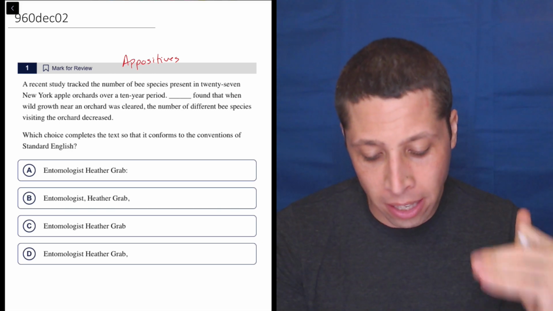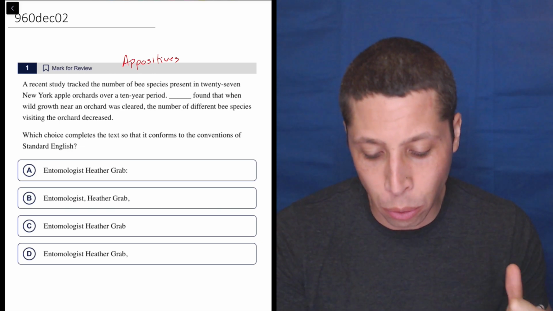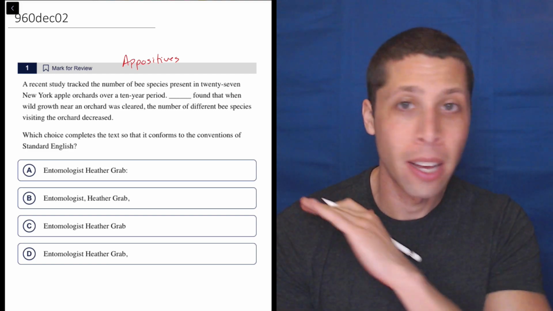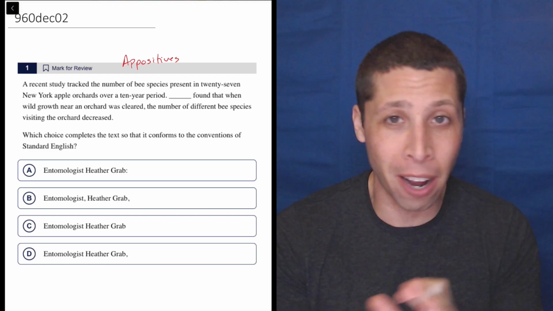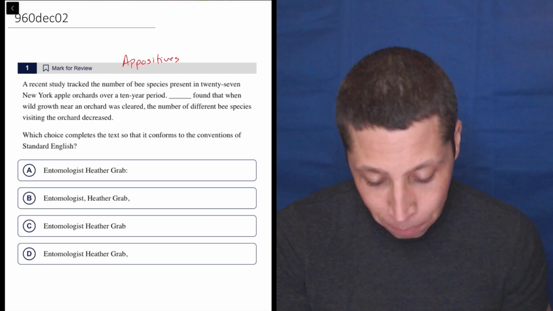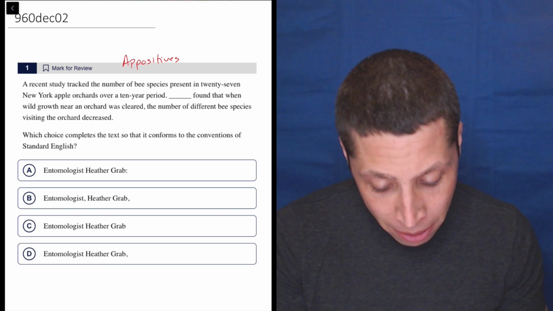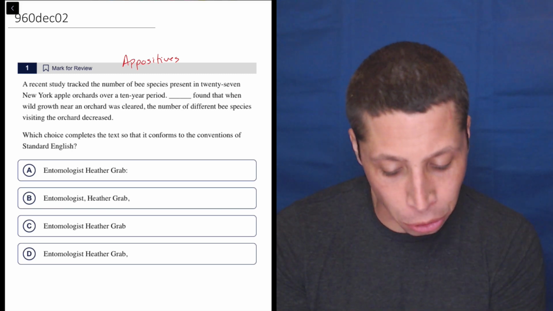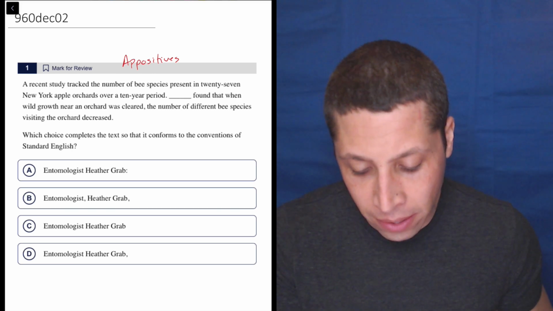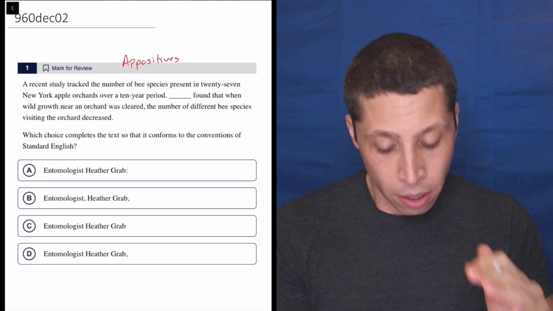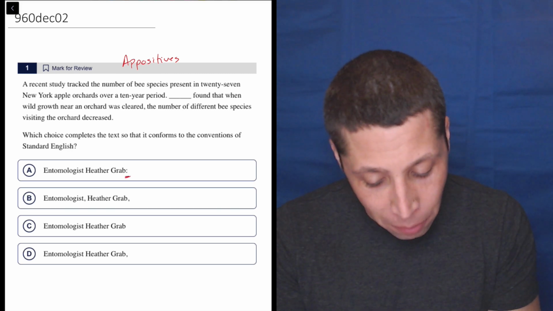A recent study tracked the number of bee species present in 27 New York apple orchards over a 10-year period. That sentence doesn't matter for the punctuation because that sentence is over. So let's keep going. Entomologist Heather Grab found that when wild growth near an orchard was cleared, the number of different bee species visiting the orchard decreased. There's some weird stuff here, right? We have a colon in choice A.